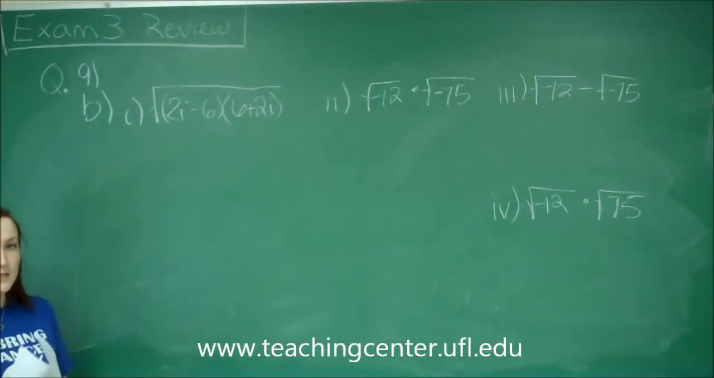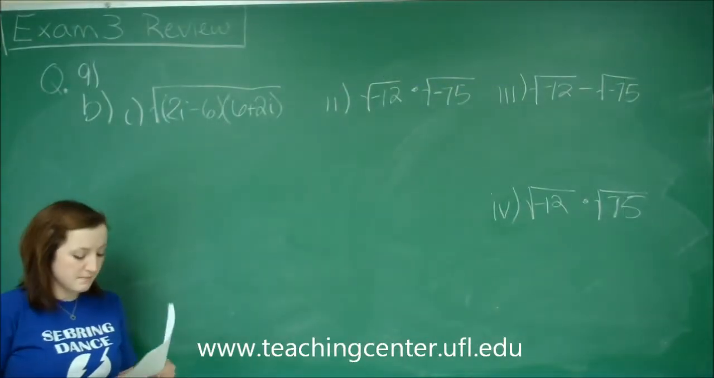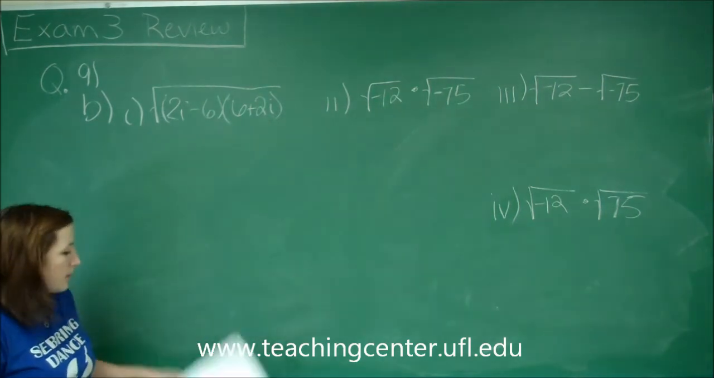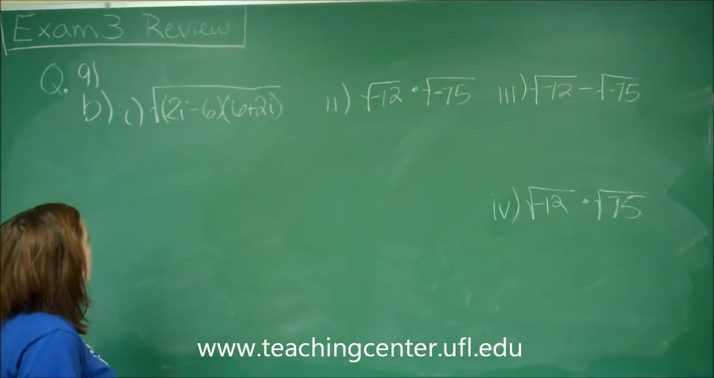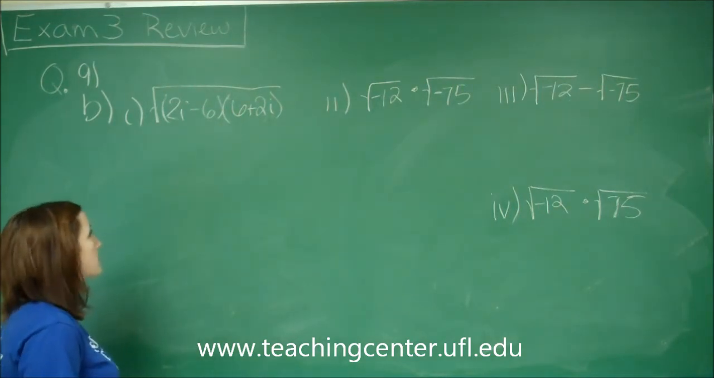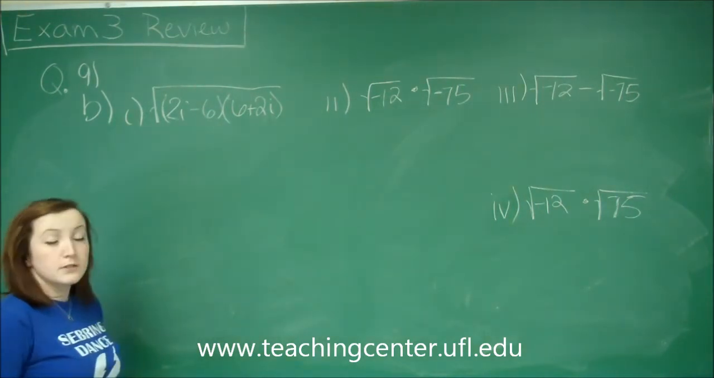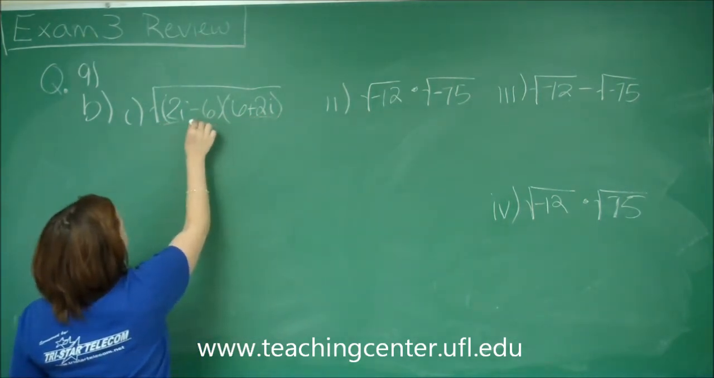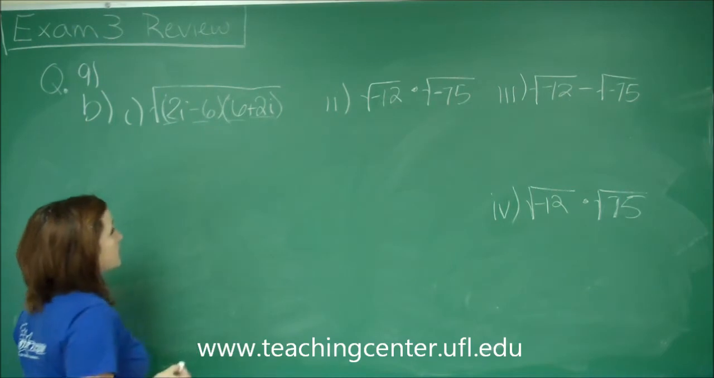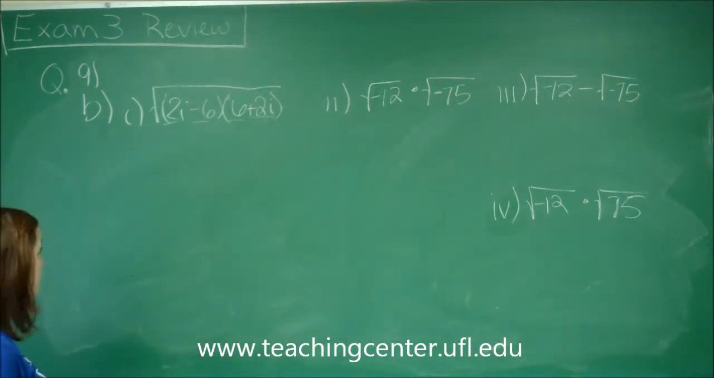So this is the second part of question number 9, section B. It wants us to evaluate these, and the first one is the square root of 2i minus 6 times 6 plus 2i. Something you should recognize here is that these are the same, and the same minus the sign change. So this is actually a difference of two squares.